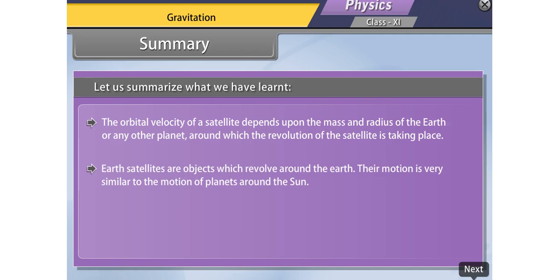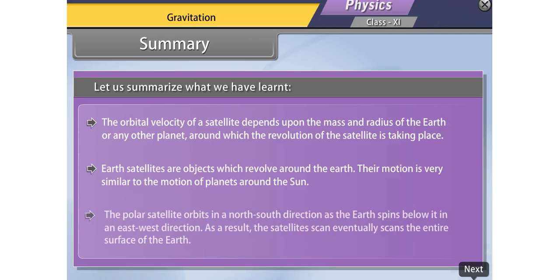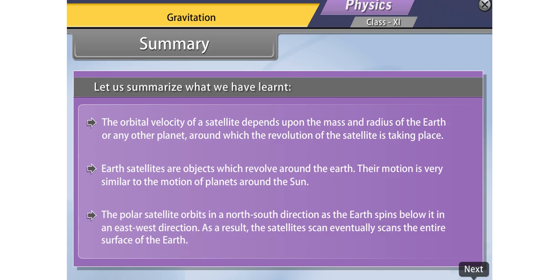Earth satellites are objects which revolve around the Earth. Their motion is very similar to the motion of planets around the Sun. The polar satellite orbits in a north-south direction as the Earth spins below it in an east-west direction. As a result, the satellite scans the entire surface of the Earth.